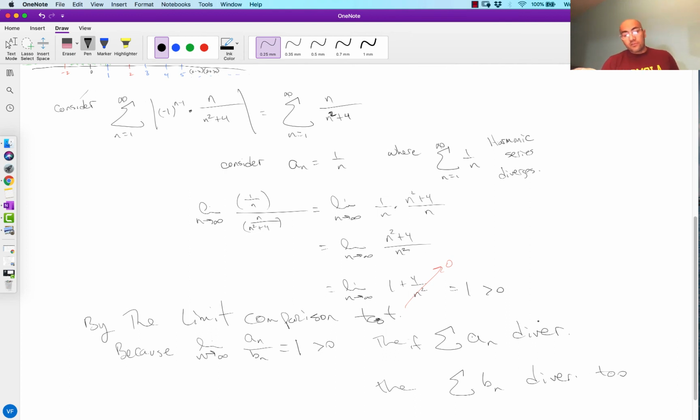And, well, the opposite is also true, that if this had converged, then we would be able to conclude that this one also converges. But in this case, because we used a sub n equal to 1 over n, which is the harmonic series, and this one diverged, then we were able to conclude that the one we're interested in diverges. Right? So we can conclude then, by the limit comparison test, that this guy diverges.